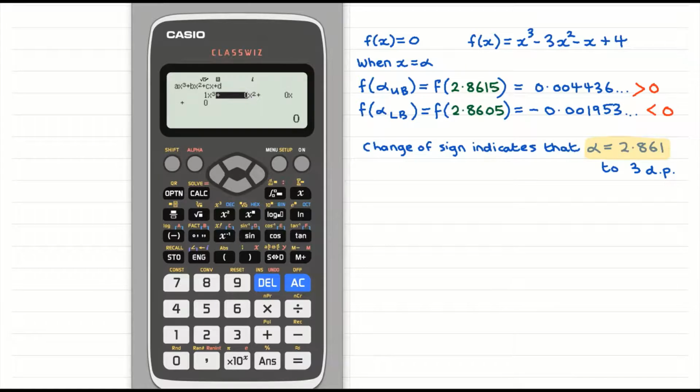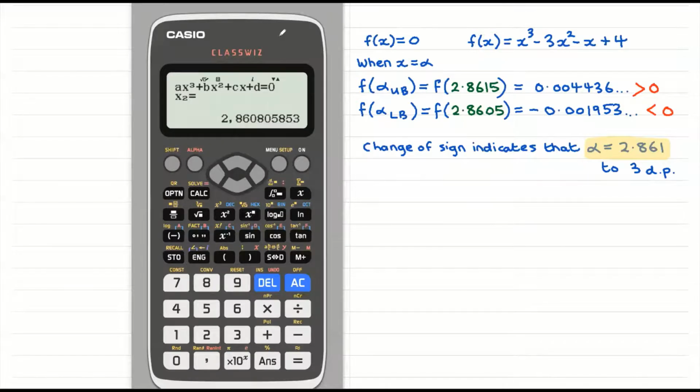1x cubed, subtract 3x squared, so we'll put that in, subtract x, so subtract 1x and then plus 4. Okay, now, if we press equals, let's see what the roots are. So we have a root at negative 1.11, and the second root, x2, is at 2.8608. Now, this is the equation solver telling us the answer.